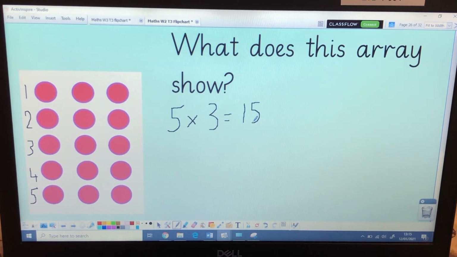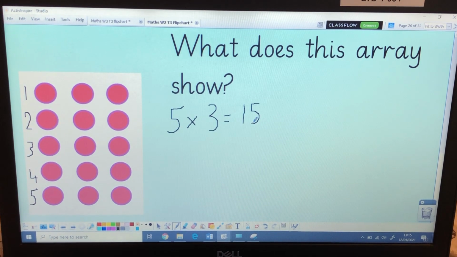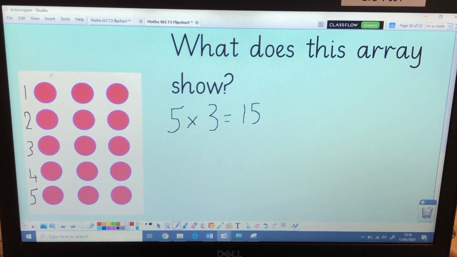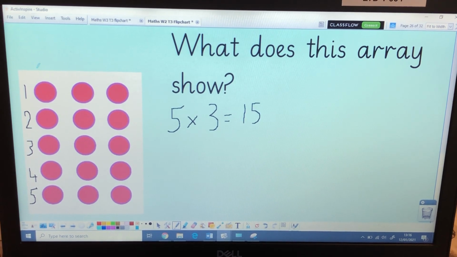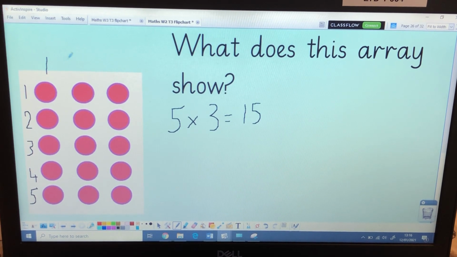So that array shows one multiplication sum, but I can spot another multiplication sum that this array shows. And instead of going across this time, I'm going to count how many groups I've got going down in my columns. And I'm going to write the numbers along the top again. So I've got 1 group, I've got 2 groups, and I've got 3 groups. So that's my first number, 3.